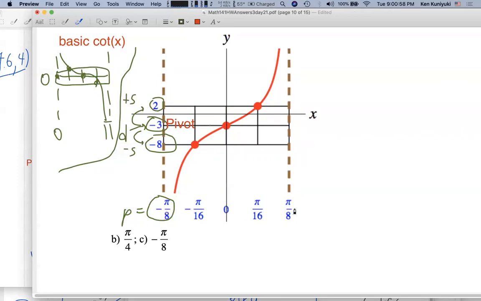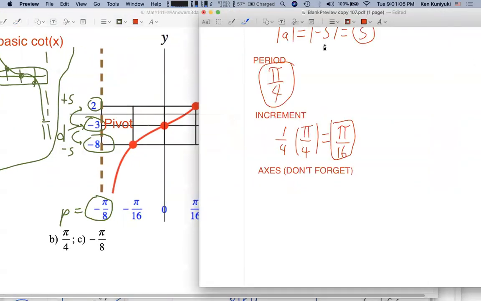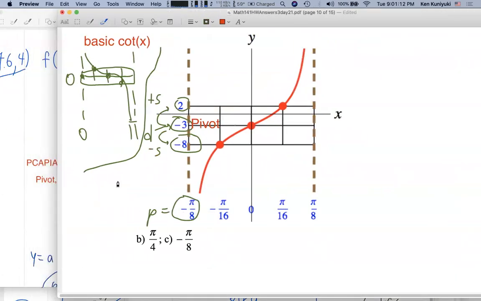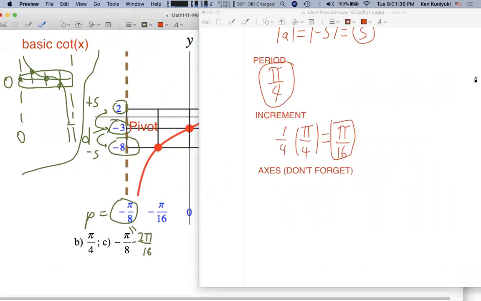Although you could have done negative pi over 8 here and subtracted. That also gets you a cycle, right? But here's negative pi over 8, okay? And then you add the increment, right? But the increment is pi over 16. So we want the common denominator of 16. Negative pi over 8 is also known as negative 2 pi over 16. Right? 1/8 is 2/16. So negative 1/8 is negative 2/16. So negative 1/8 pi is negative 2/16 pi. Why am I doing this? Because now I have 16ths. I add the increment, which is pi over 16.